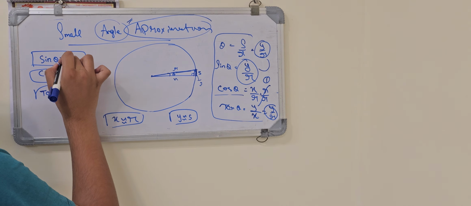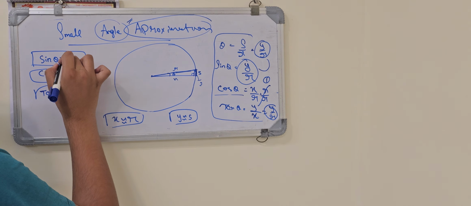We got to know that if pi is equal to 180 degrees, then 1 degree, if we make it 1 degree, 180 will come down. So it will be pi by 180. Are we clear? When we want to convert degrees into radians, we have to multiply by pi by 180.